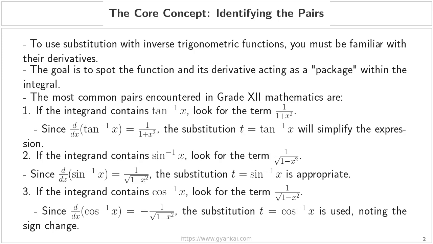Finally, we have inverse cosine of x, arc cosine of x. This one is a little tricky. If you see inverse cosine of x, look for 1 over the square root of 1 minus x squared, but pay attention to the sign. The derivative of inverse cosine of x is negative 1 over the square root of 1 minus x squared. So, when you make the substitution, letting t equal inverse cosine of x, you need to remember to account for that negative sign. Okay, so let's move on to slide 2.